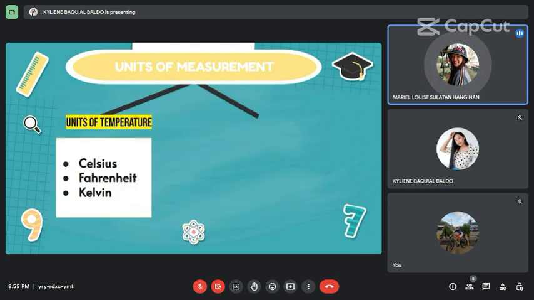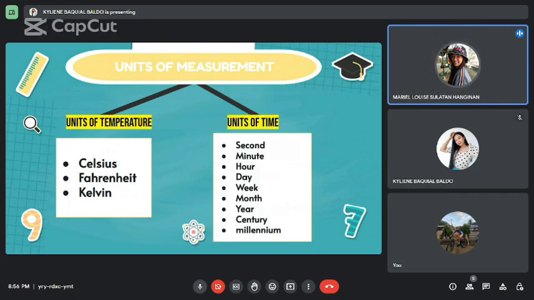So there are two more types of units of measurement. First is units of temperature. There are three units of temperature. First is Celsius. Second is Fahrenheit. Third is Kelvin. So, units of time: second, minute, hour, day, week, month, year, century, and millennium.